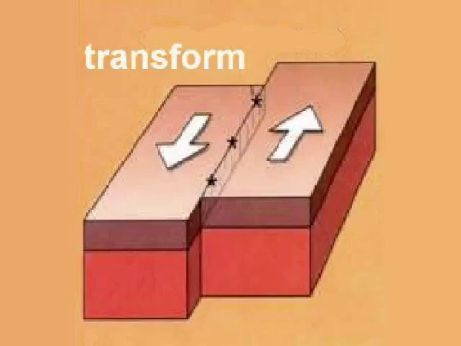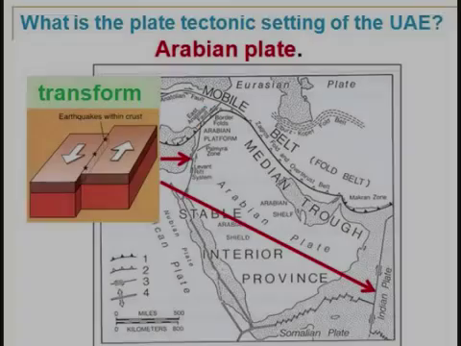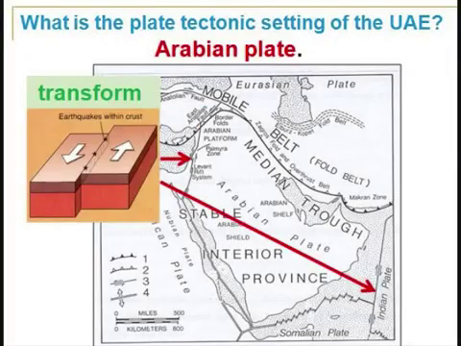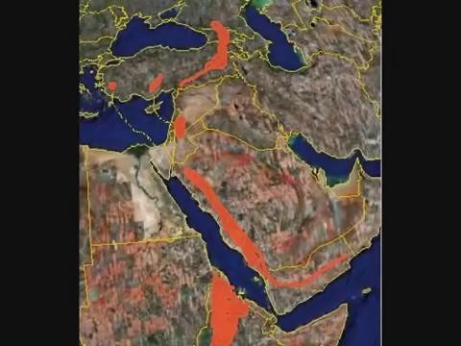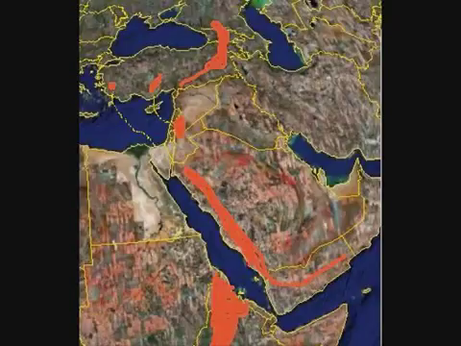Here is an example of transform margins. The Arabian plate is moving this way. See the arrows? They tell you that the boundaries are moving in opposite directions. The Gulf of Aqaba was formed by transform plate movement. It goes up through Lebanon and into Turkey. You can see these valleys. It is an earthquake zone.